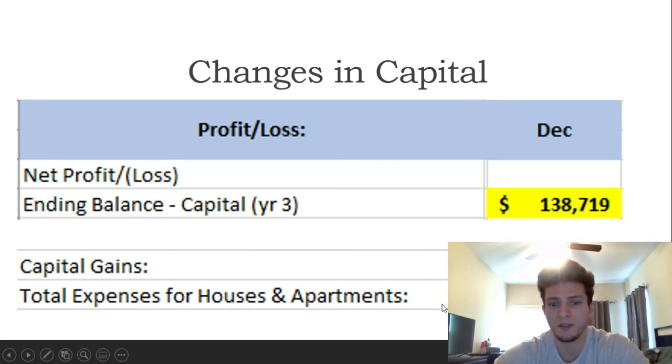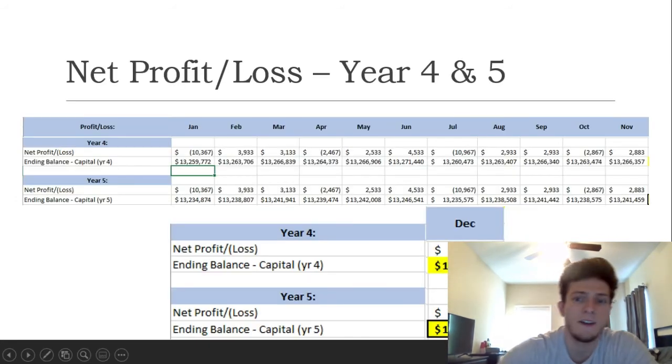And the total expenses for houses and apartments, this was going off the averages for the cost of houses and apartments, and multiplied that by the amount that we bought, and that was about 6.8 million, which is going to be subtracted from the 20 million investment because that's the money that we're using to invest.